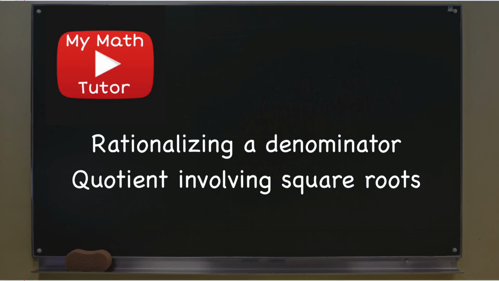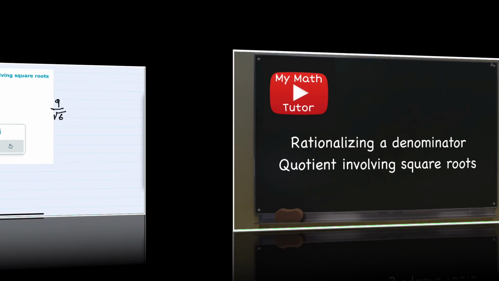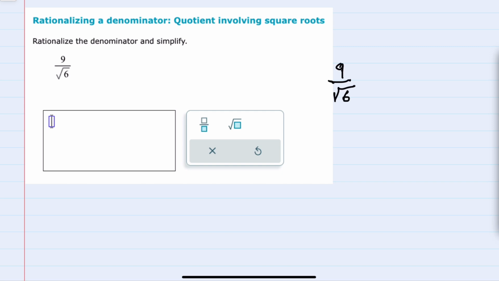In this video, I'll be helping you with the ALEKS problem type called Rationalizing a Denominator Quotient Involving Square Roots. In this example, we're asked to rationalize the denominator here in the fraction 9 over the square root of 6. And to rationalize the denominator, we need to remove that square root.